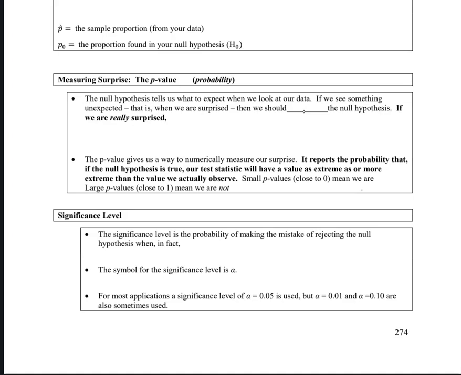So the p-value is the probability of seeing our particular sample P hat if we expected that the null was true. The null hypothesis tells us what to expect when we look at our data. If we see something unexpected with P hat, that is, if we are surprised, then we should doubt the null hypothesis. If we are really surprised, then we should reject the null hypothesis. And I'm going to put reject H naught, the null hypothesis. The p-value gives us a way to numerically measure how surprised we are.